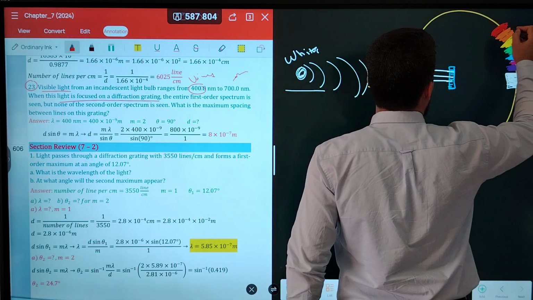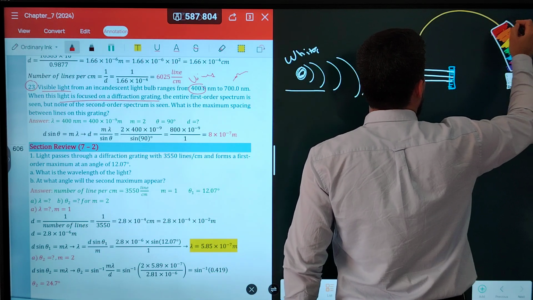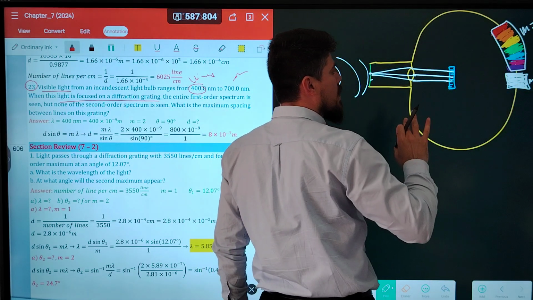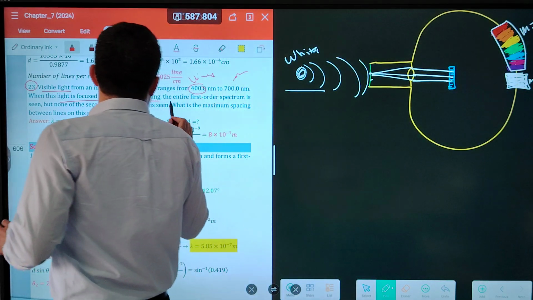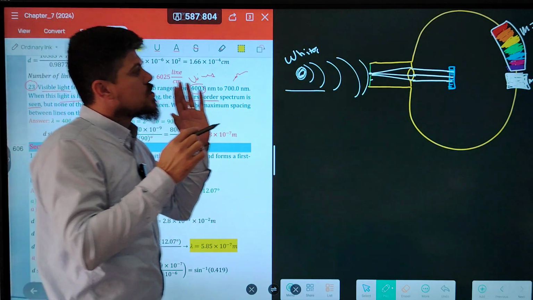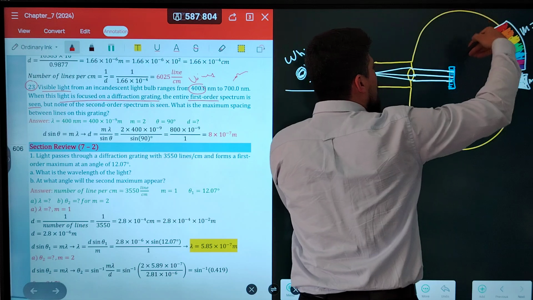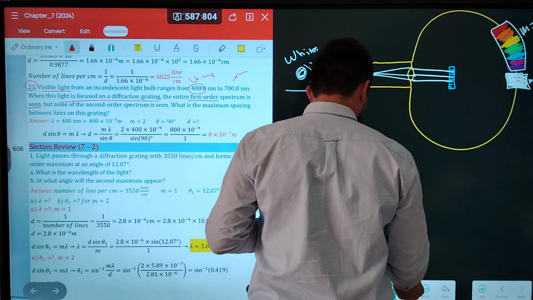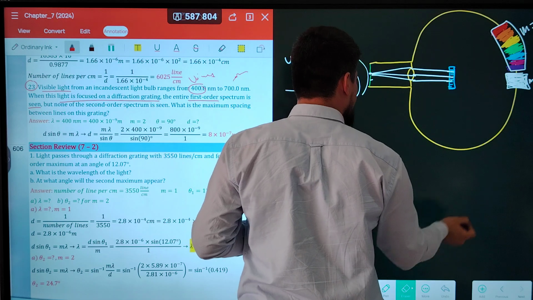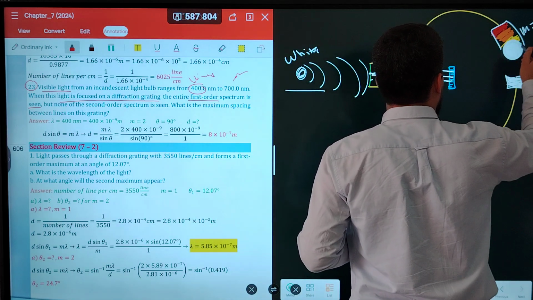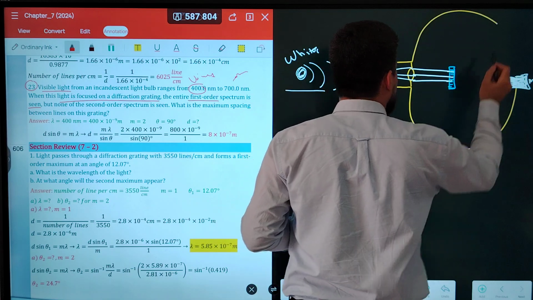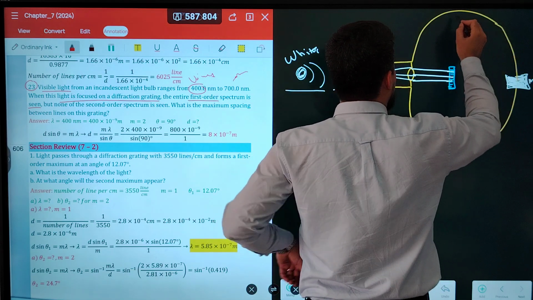This is M1. The first spectrum, consider it to be M1. The entire first order spectrum is seen. So we can see the entire first order. Sorry, there is something I made a mistake here in the figure. Now I'm going to fix it. Look, guys, the entire first order can be seen.